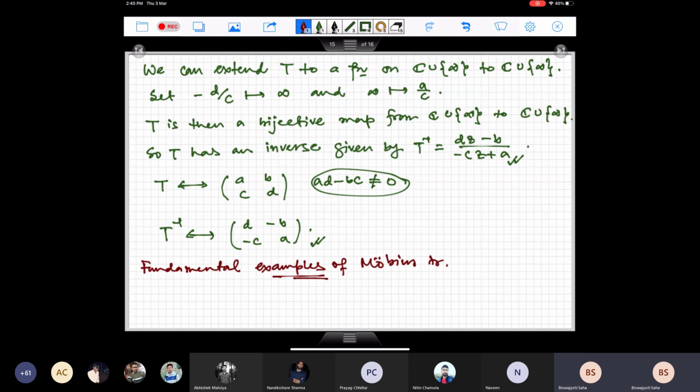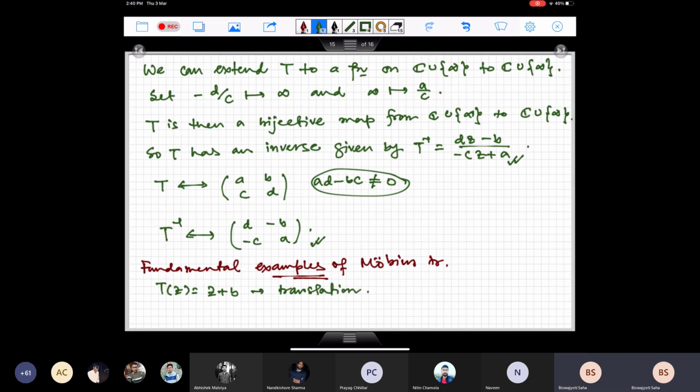Okay, so what do I take? So T of Z is equal to Z plus B. So that's one kind of Mobius transformation that we take, which is translation.